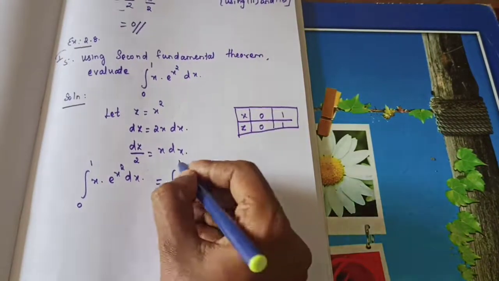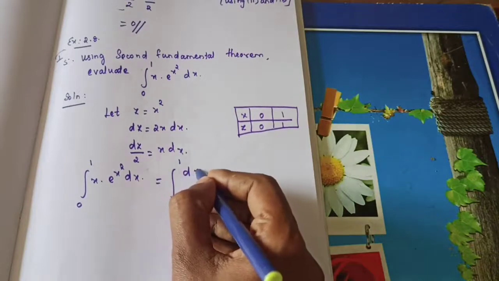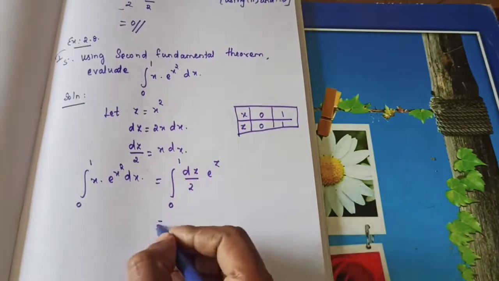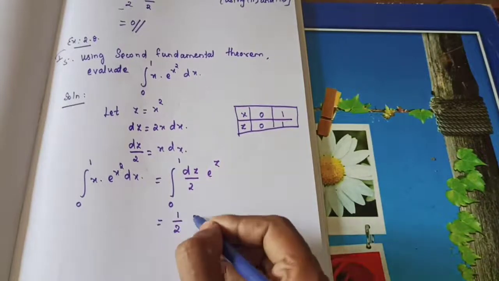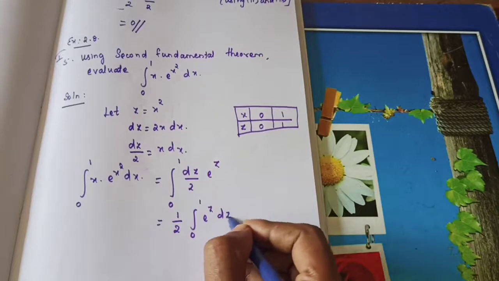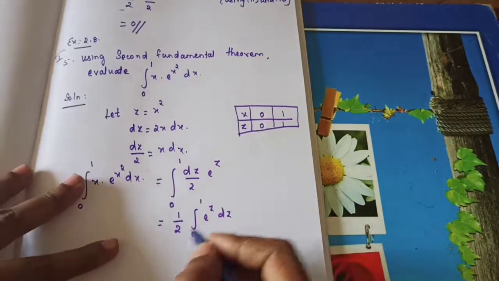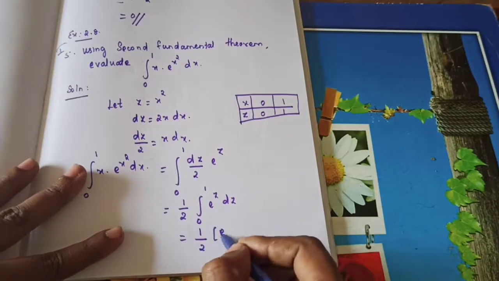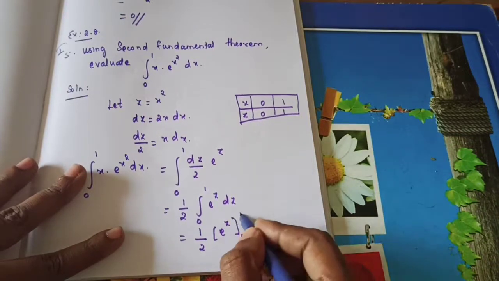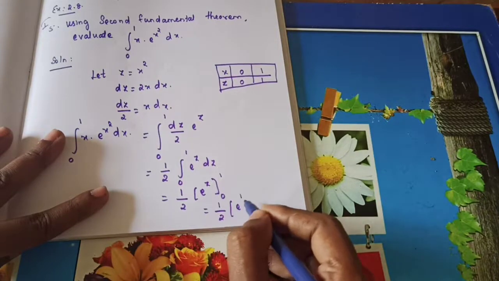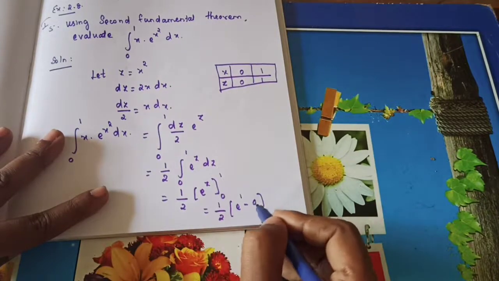So 0 to 1 dz by 2 into e power z. I just substituted the value. So 1 by 2 you can take as common. So 0 to 1 e power z dz. What's the integral of e power x? e power x. So same as this only, e power z, the limit is 0 to 1. Now apply the limit: 1 by 2 into e power 1 minus 0.